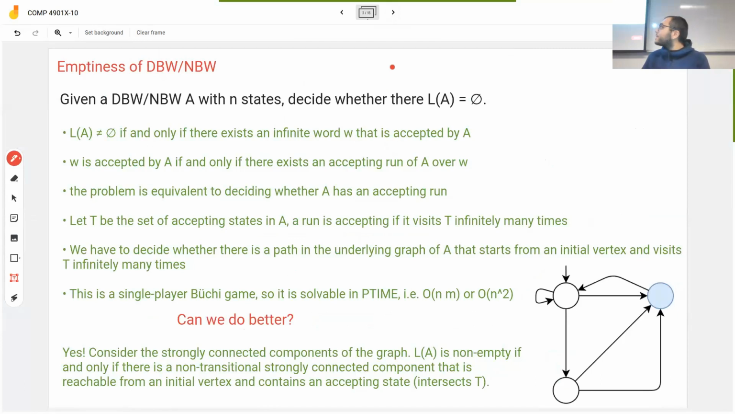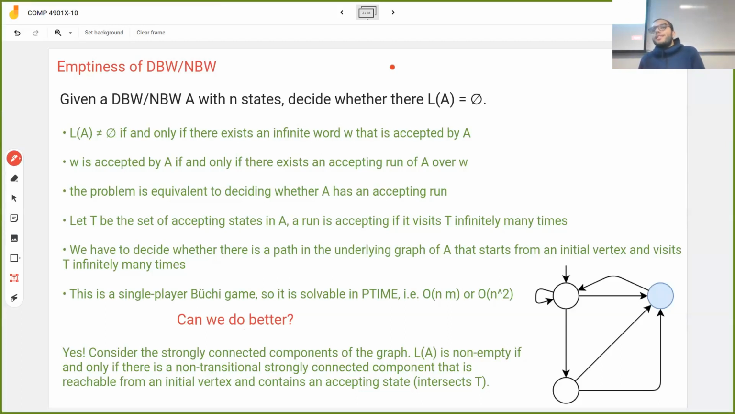So emptiness: I give you a deterministic or non-deterministic Büchi automaton, and I ask you, is the language of this automaton empty? Or another way of looking at it is to look at the opposite question. Is the language of this automaton non-empty? Does this automaton accept something? Okay. How can you answer that?